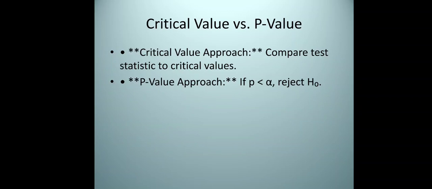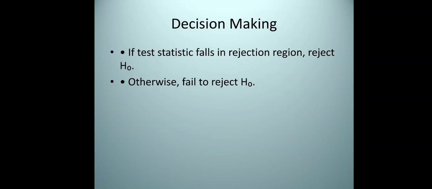The critical value approach compares the test statistic with the critical values, to decide whether it is less than or greater than, leading to a change of the null hypothesis or the alternative hypothesis. The p-value approach: if p is less than alpha, reject the null hypothesis. Otherwise, if p is greater than alpha, accept the null hypothesis.